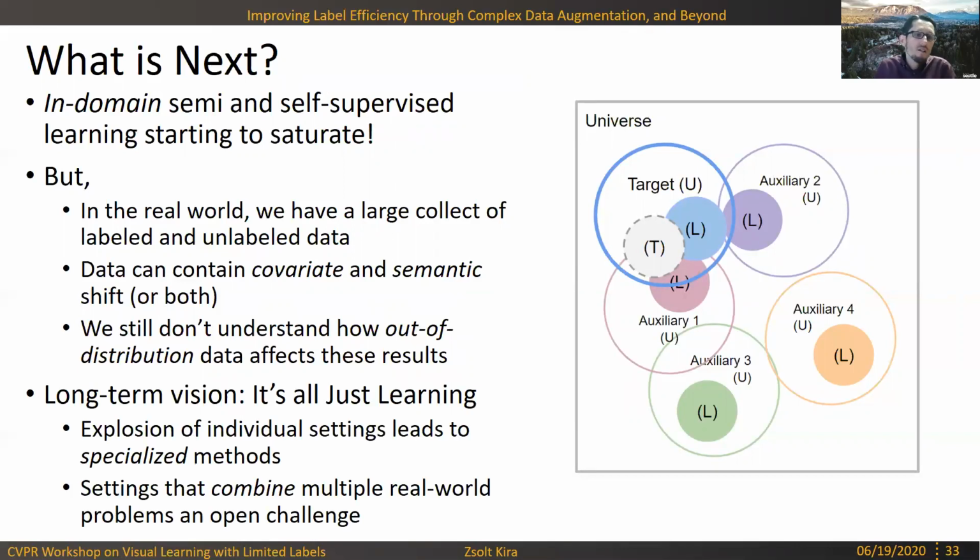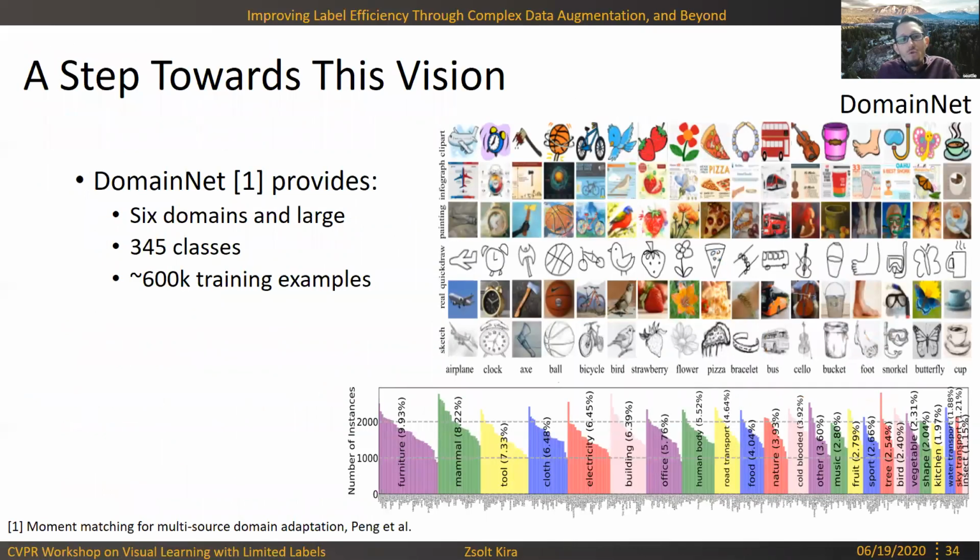Long term, I'm really interested in tackling methods that combine multiple real-world problems at once, not just one. Not just in-domain semi-supervised learning, but semi-supervised combined with self-supervised combined with domain adaptation. We have some early work that's in submission, and we're going to release it on arXiv pretty soon.